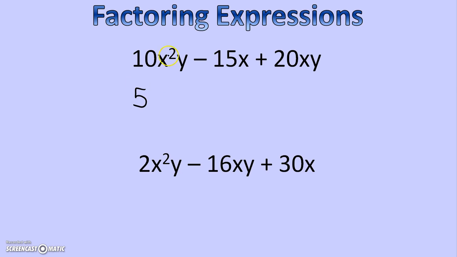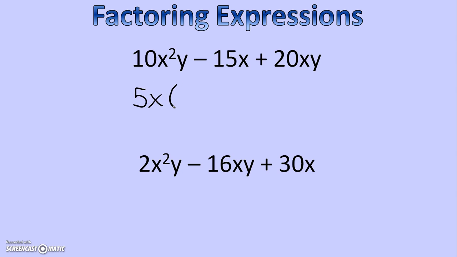Okay, this one has x squared, x and x. They share only one x, right? Because they all have one x. Even though this has x squared, this one doesn't have x squared, and this one doesn't have x squared. They have to share it in common. Looking at the y's, this one doesn't have a y, but this one does have a y. They don't share any y's because this middle term does not even have a y. So 5x is our GCF.